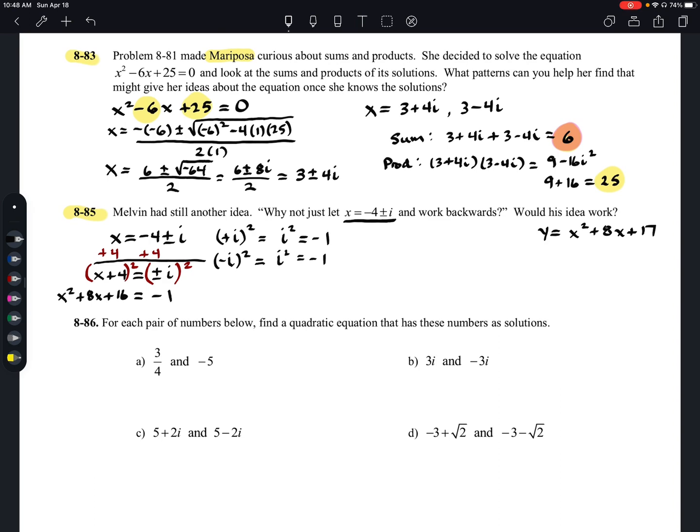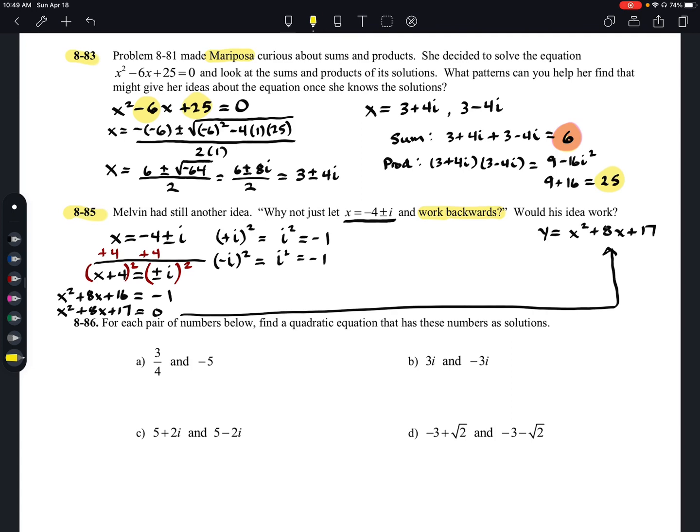This equals -1. Now all I need to do is add my 1 back across, and you'll see that I end up with x squared plus 8x plus 17 equals 0, which is where we're trying to get, right? So this is like a second method. It's working backwards. If you like that method, feel free to use that method.